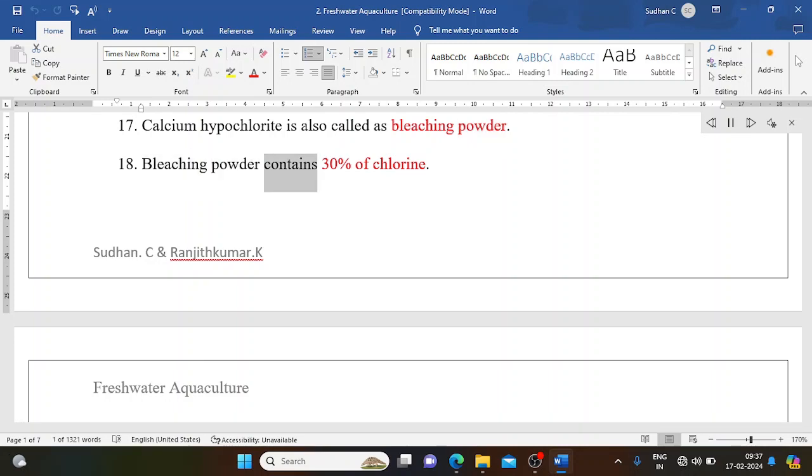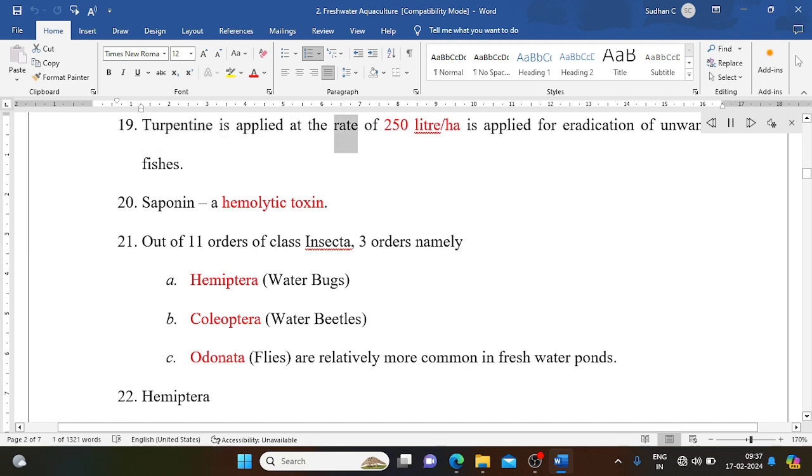Bleaching powder contains 30% chlorine. Turpentine is applied at the rate of 250 liters/ha for eradication of unwanted fishes. Saponin, a hemolytic toxin. Out of 11 orders of class Insecta, 3 orders, namely Hemiptera, water bugs; Coleoptera, water beetles; Odonata, flies, are relatively more common in freshwater ponds.